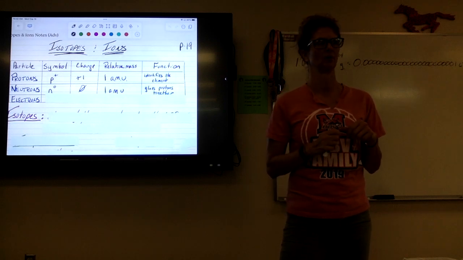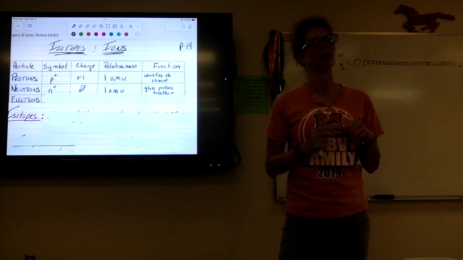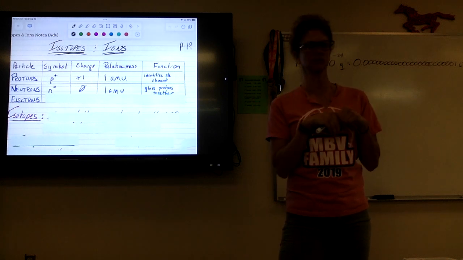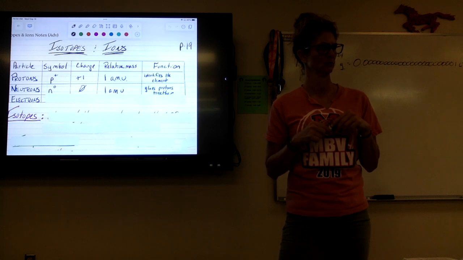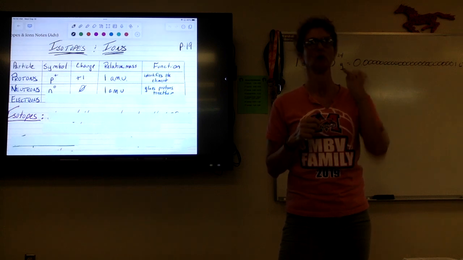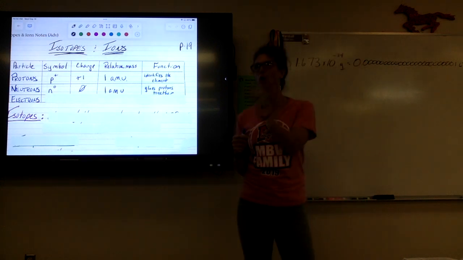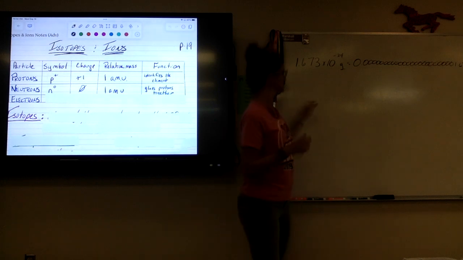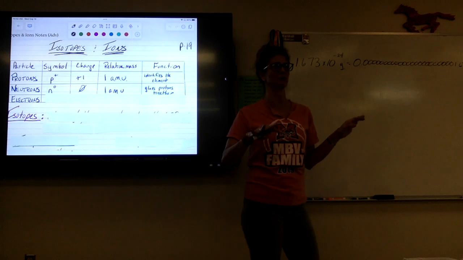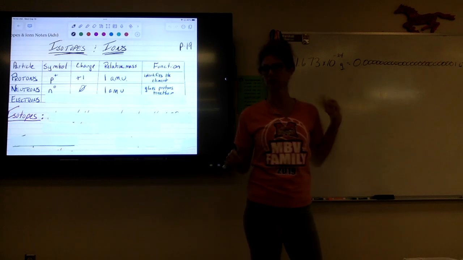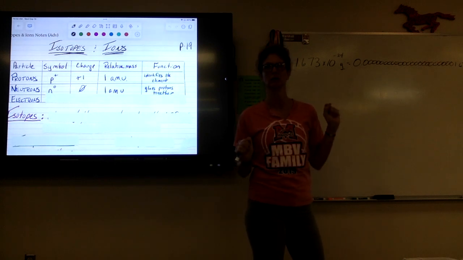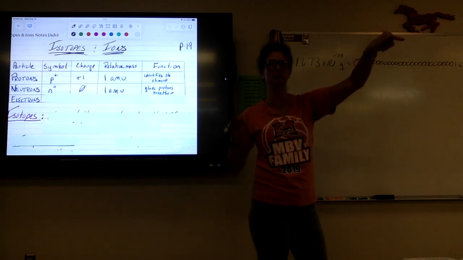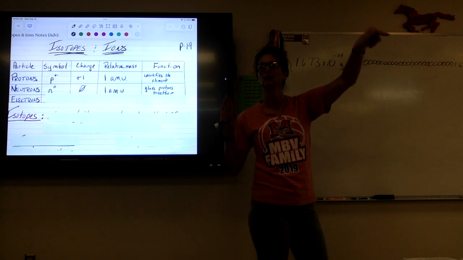Negative. Determines the charge of the particle. Does determine the charge of the particle, but what's its function? Bonding. Electrons are the only thing that get involved with chemistry. Protons and neutrons don't get involved in a chemical reaction at all. If protons and neutrons are involved, what's that called? A nuclear reaction. Good. And we don't deal with that in this class.